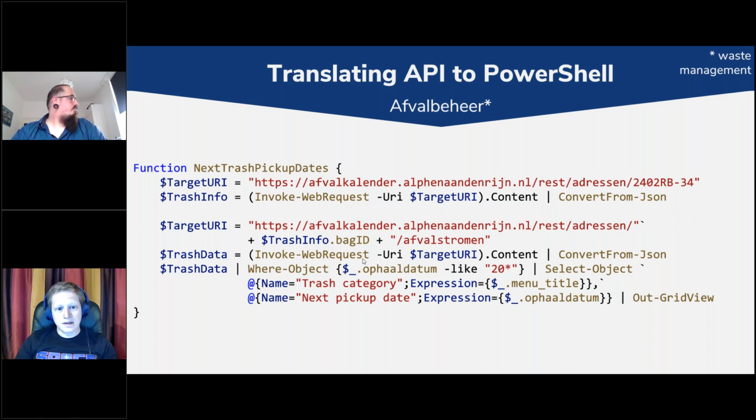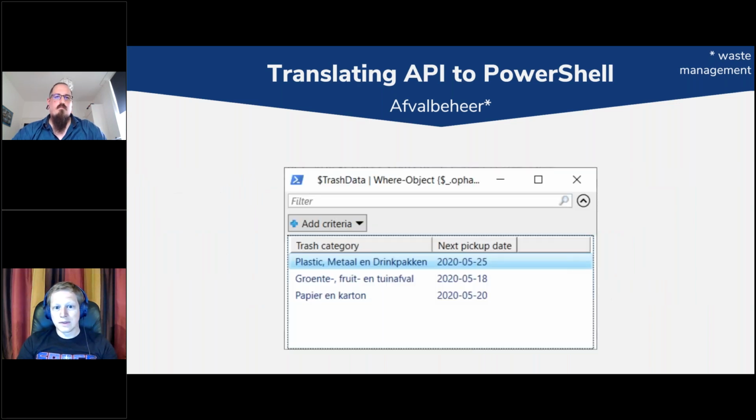And if you can see, I've done a where-object, only the stuff where there's a date for the trash, so it hides all the other waste types that aren't picked up at my home. It gives me a screen like this, so I can see exactly when plastic is being picked up, when green waste is being picked up, when paper is being picked up at my house.